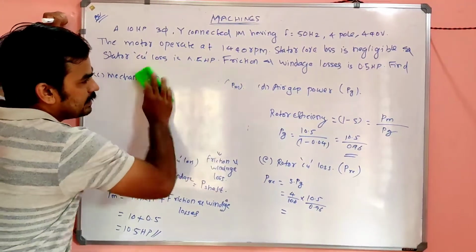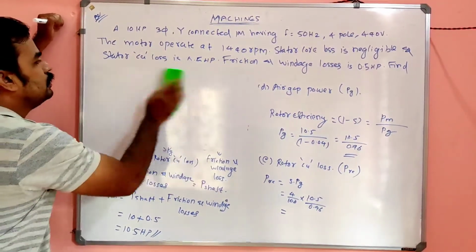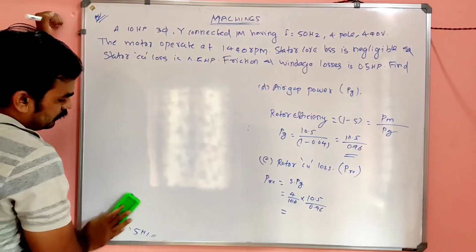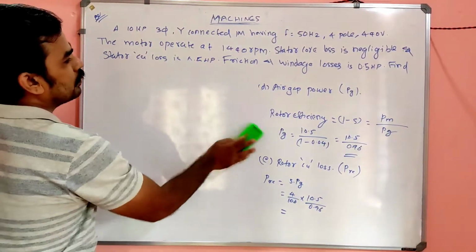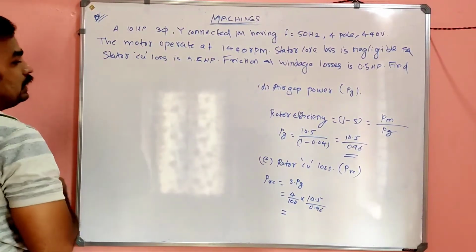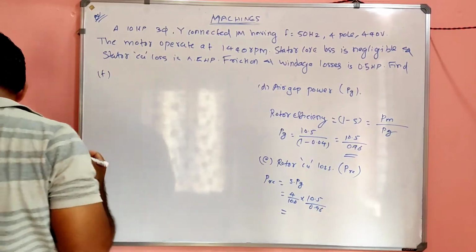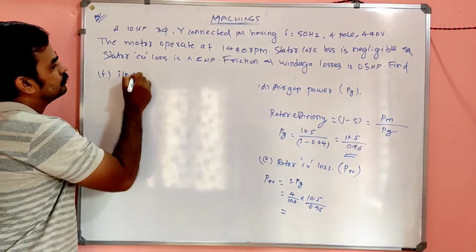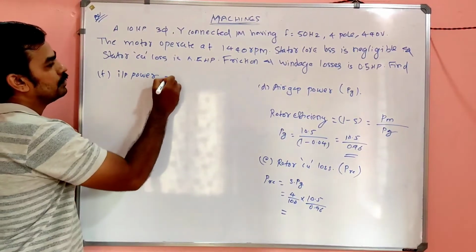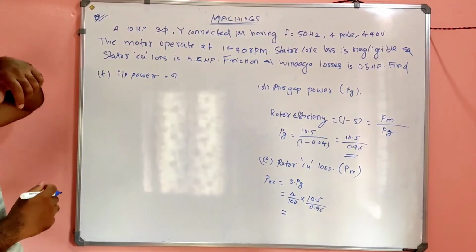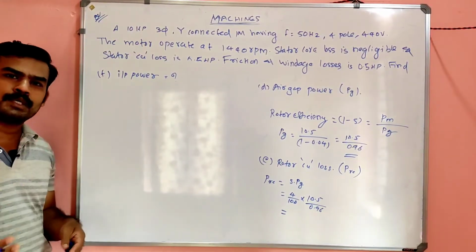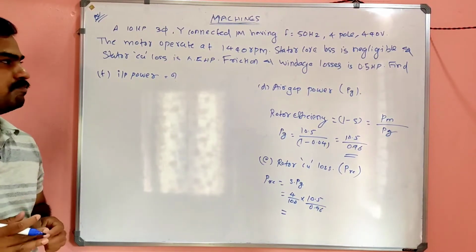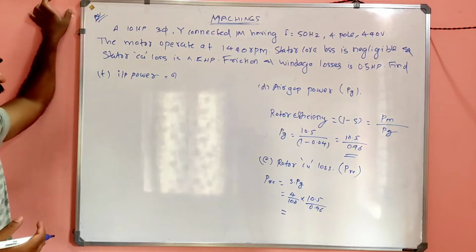And what is the next sub question? Let's see that. Next sub question is: what is the input power? Input power you have to find. Input power is root 3 into VL IL cos phi, but IL is not given. VL is there, but IL is not there. So that equation doesn't match.